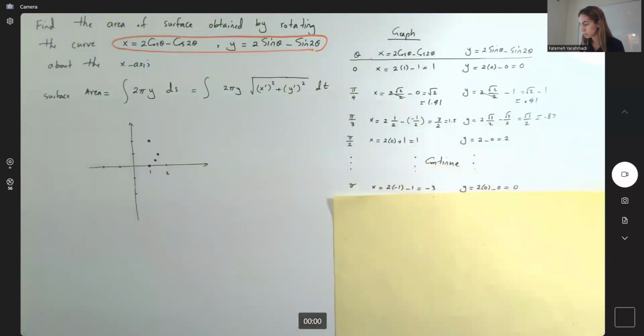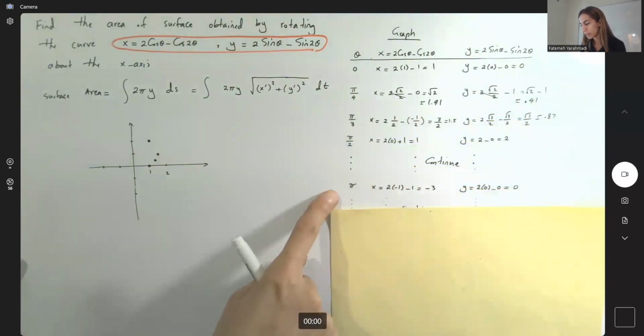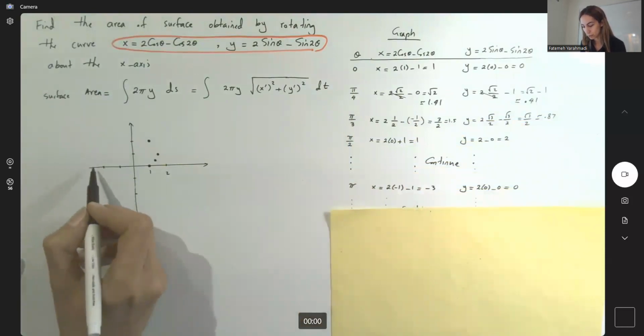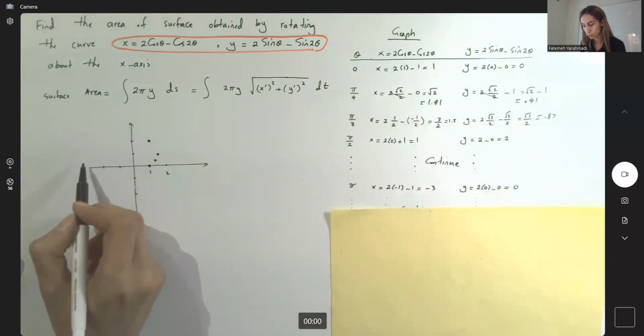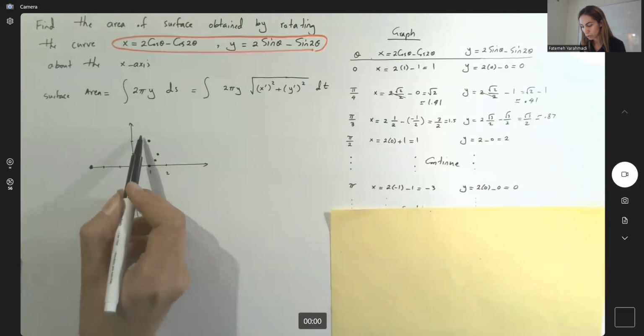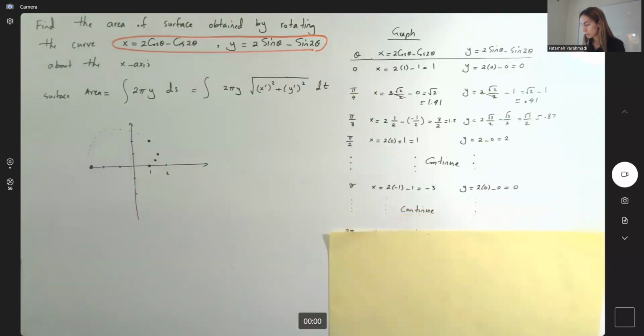If I have time, I highly encourage you to plug in different values. If I plug in pi, I get -3 and 0. So it means that I need more points in between. Again, if you have time, you can plug in more values and see the behavior as well. I highly encourage you to do that.